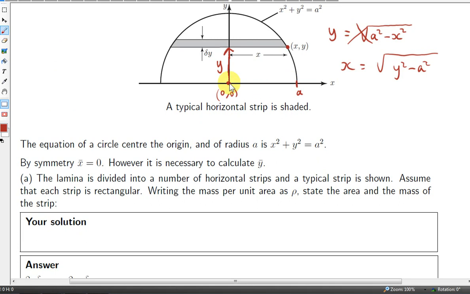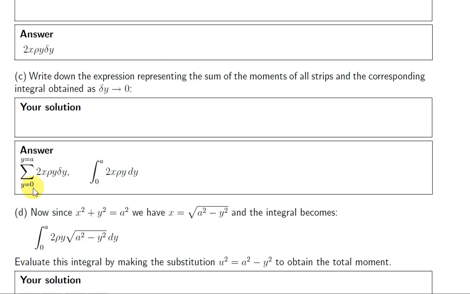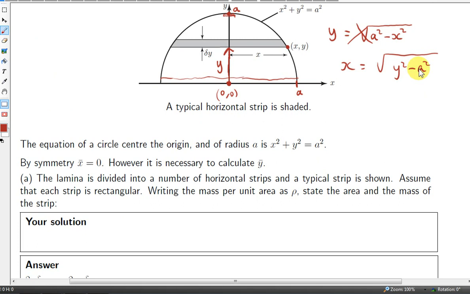So we're summing from y equals 0, that would be this point here, to y equals a, that's this point here. The radius of the circle is a. So the first strip will be down here, it will have thickness delta y, and the last strip will be right up here. Again, the thickness of all the strips is delta y. So we're summing from y equals 0 to y equals a, and we can make this approximation exact by taking the limit as delta y goes to 0. So we replace delta y with dy. So that's why we need to have the integrand in terms of y, since we're integrating with respect to y. So we need to replace x with the square root of a squared minus y squared, making x the subject of the equation of the circle.